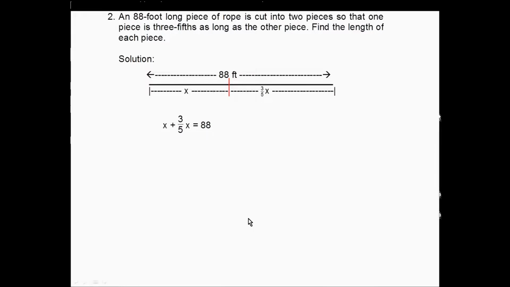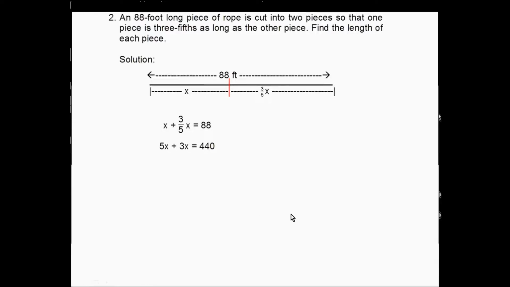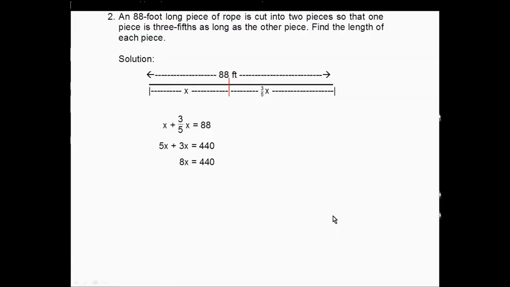Not a bad equation, just happens to have a bad number in it. Myself, I don't like to deal with fractions. My common denominator is 5. Multiply everything by 5. So I'll have 5x plus 3x is equal to 440. Combine the x's. 8x is equal to 440. Divide by 8. X is equal to 55.